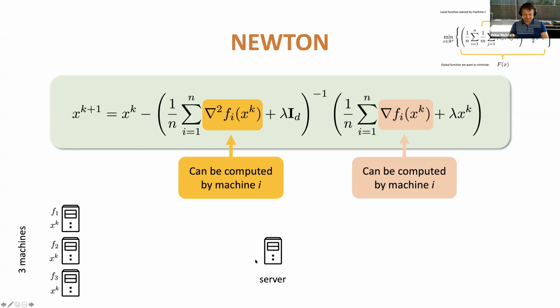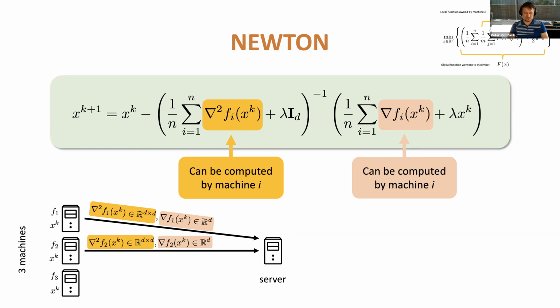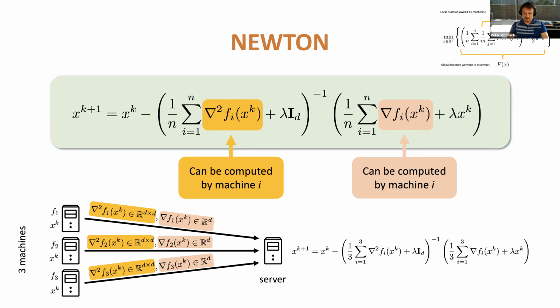So now I want the server to be computing this updated model, because none of these machines contain all the information to be able to do this. So machine 1 is going to be sending the Hessian of function F1 and the gradient of F1 to the server. The same thing is done by machine 2, and the same thing is done by machine 3. And now the orchestrating server will have all the information necessary to compute the Hessian and the gradient. So this is just the average of these orange things, and this is the average of all of these pinkish things.